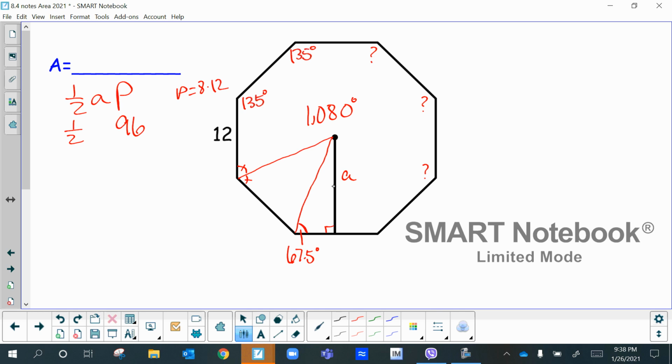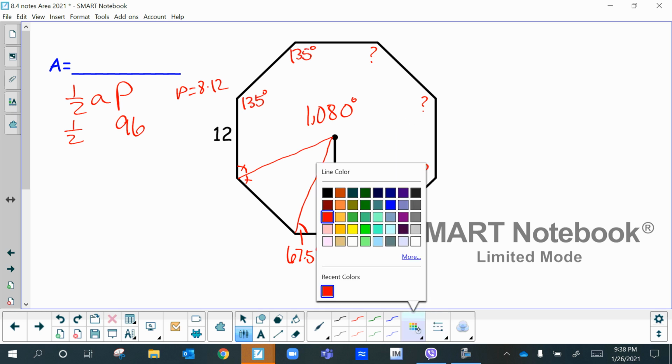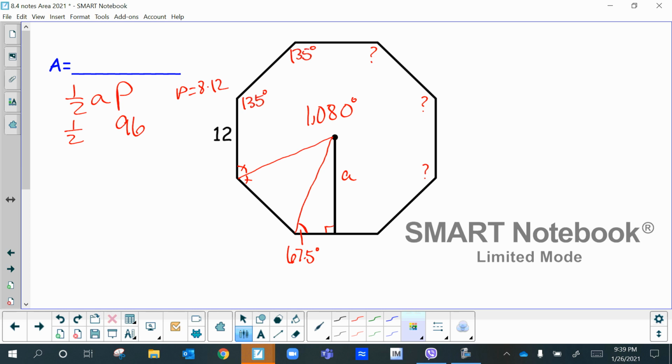Okay, so here's the other thing. We're missing a side length. Okay, what is this side from here to here? Well, if the whole thing is 12, you should know that this is always going to go directly to the center, okay, whenever it's perpendicular. So that means this is 6 and that's 6. So now I know the adjacent side to that 67.5, and I know the apothem.